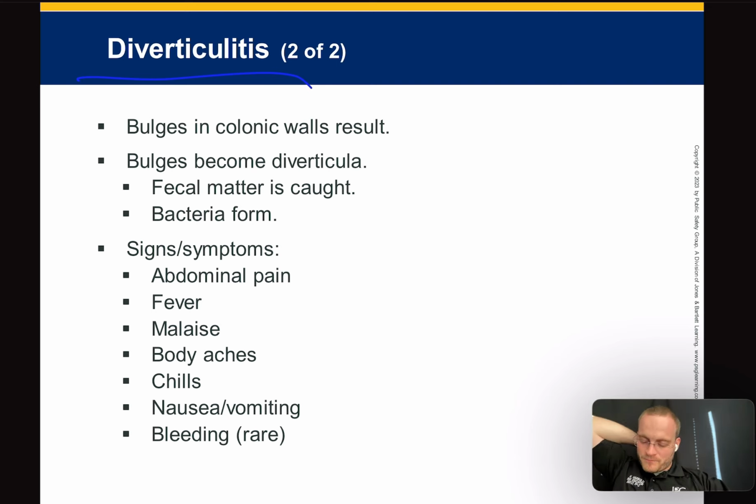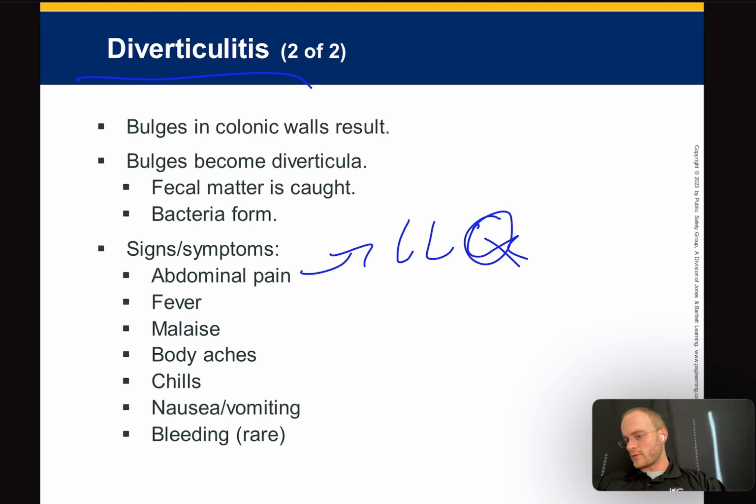And so what happens is they become infected. So they get abdominal pain, traditionally left lower quadrant. Where else do we get left lower quadrant abdominal pain? Constipation. So these go together. Fever, malaise. Malaise is just kind of having a meh attitude where you don't want to do anything. You feel weak, tired. Body aches, chills, nausea, vomiting. Bleeding's rare, but it can happen.